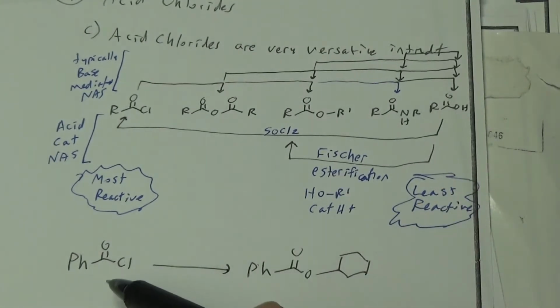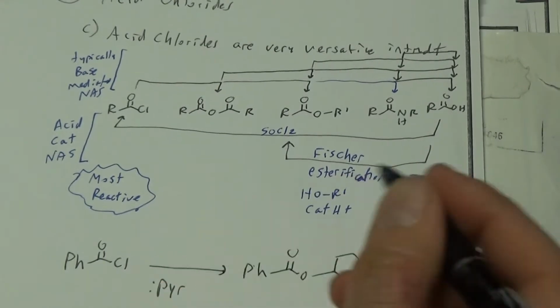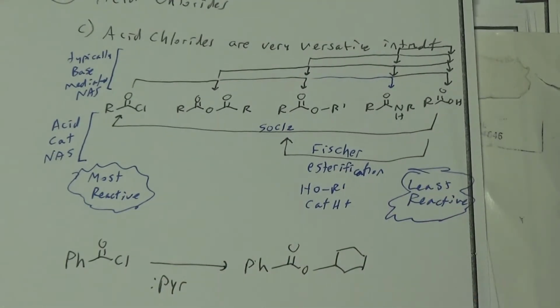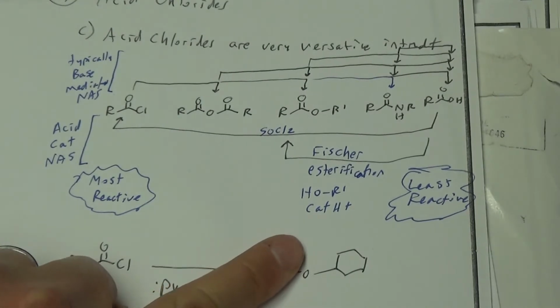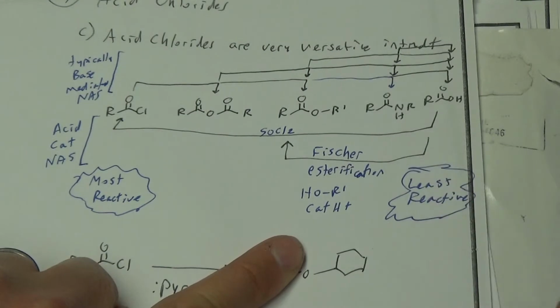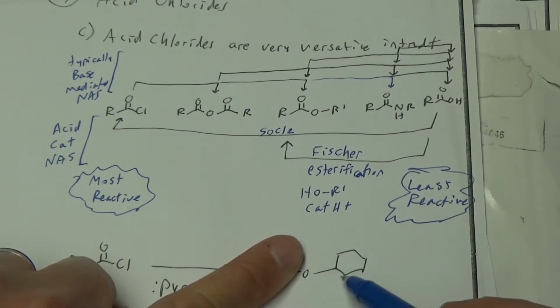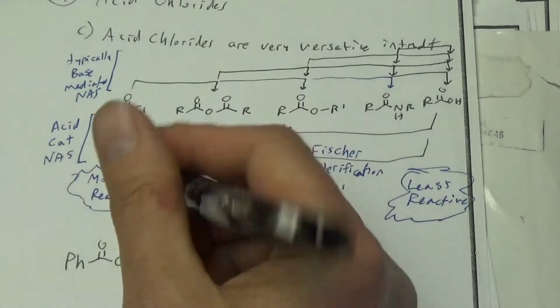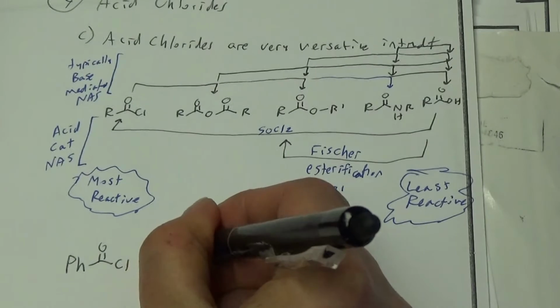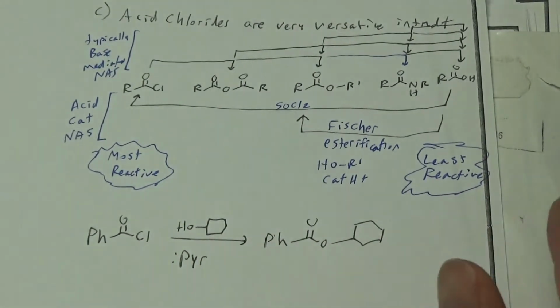So all we need is a base first. Pyridine is our typical base. And what is our nucleophile going to be? It's going to be something like that, but usually we don't use the oxygen by itself. We use the protonated oxygen. What's a protonated oxygen called? It's an alcohol, right? So cyclohexanol.